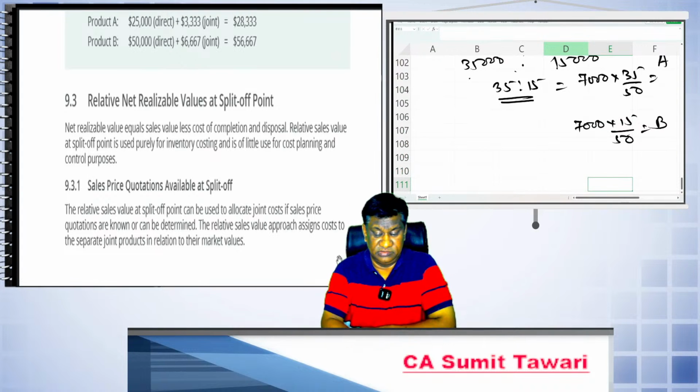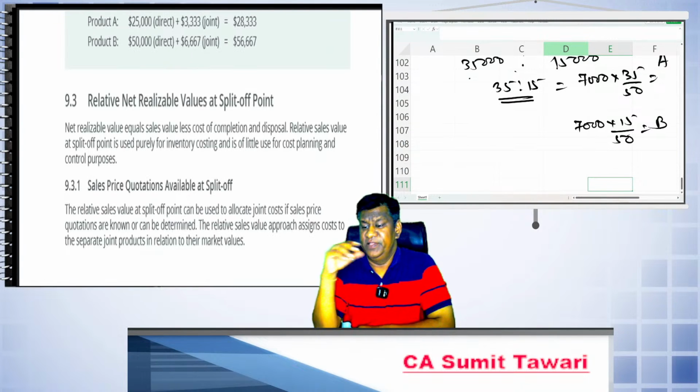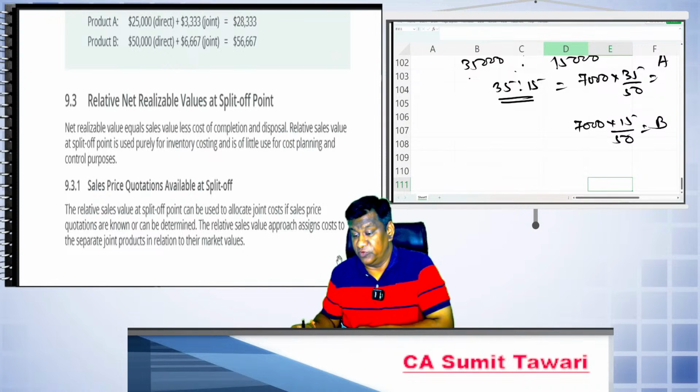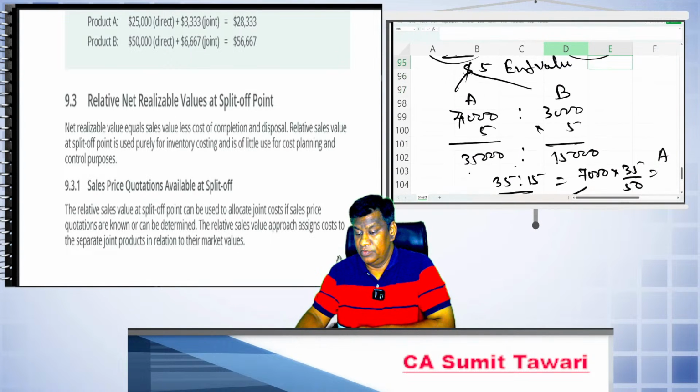Sir, I have a doubt. What if the cost of product A and product B after split off is different? Is it the same way to calculate? Yeah, it is different because then the separable cost is added for the final. Here there is no separable cost. Sir, you told me that the $5, if it's different for product A and product B, will the calculation be the same?